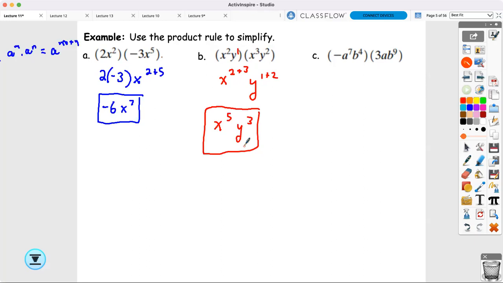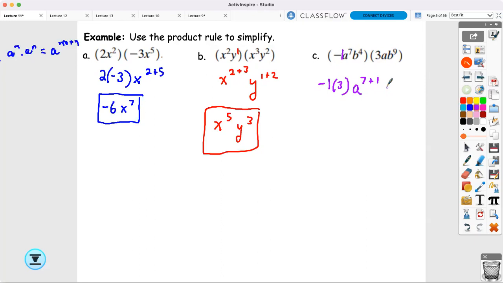All right, let's look at C. Now here we have coefficients again. We have an invisible -1 here in front of the C, right? So we're gonna multiply -1 times 3 for the coefficient. And then for the A value, what are my exponents for A that we're gonna add, guys? 7's the first one. Can someone tell me the second one? Plus what?